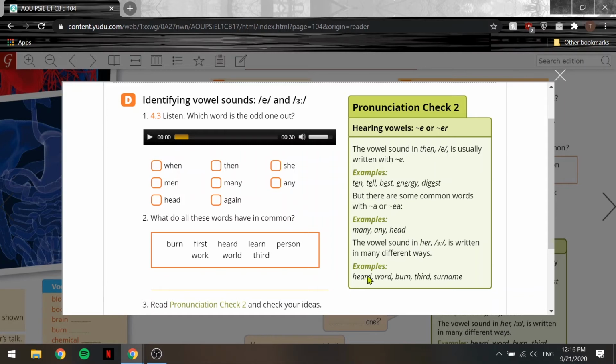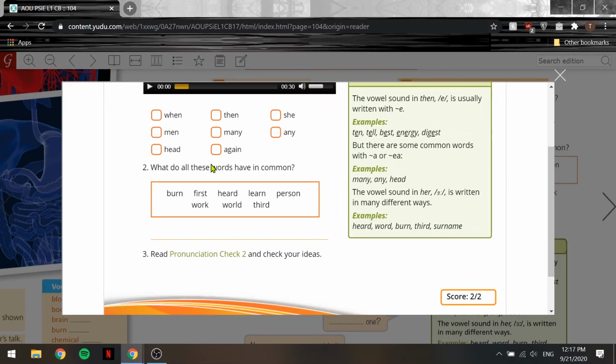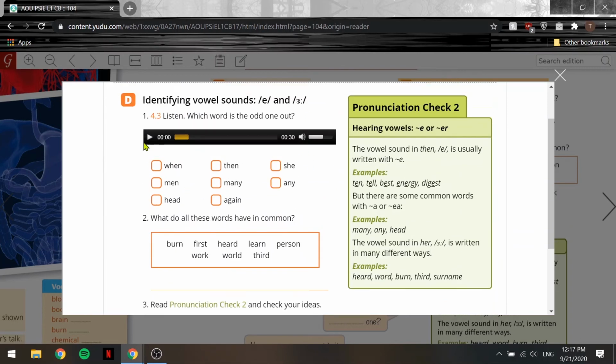Heard, word, burn, third, sir, and then name. Obviously, I'm not going to say surname, so I won't confuse you guys. Anyway, you guys will understand what I'm talking about in a second. So listen, which word is the odd one out? We're going to listen to the speaker say all of these words, and then we'll choose the odd one out. Here we go. Track 4.3.